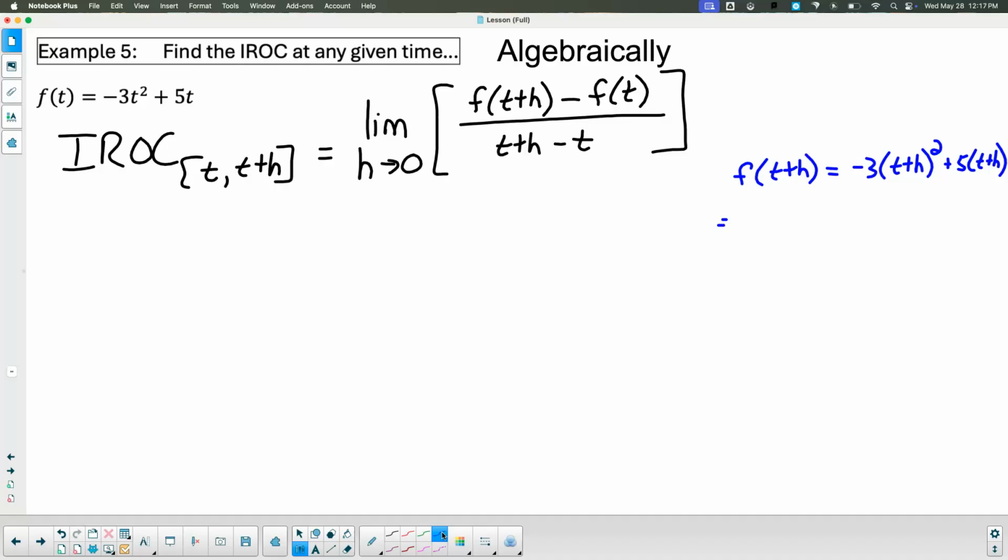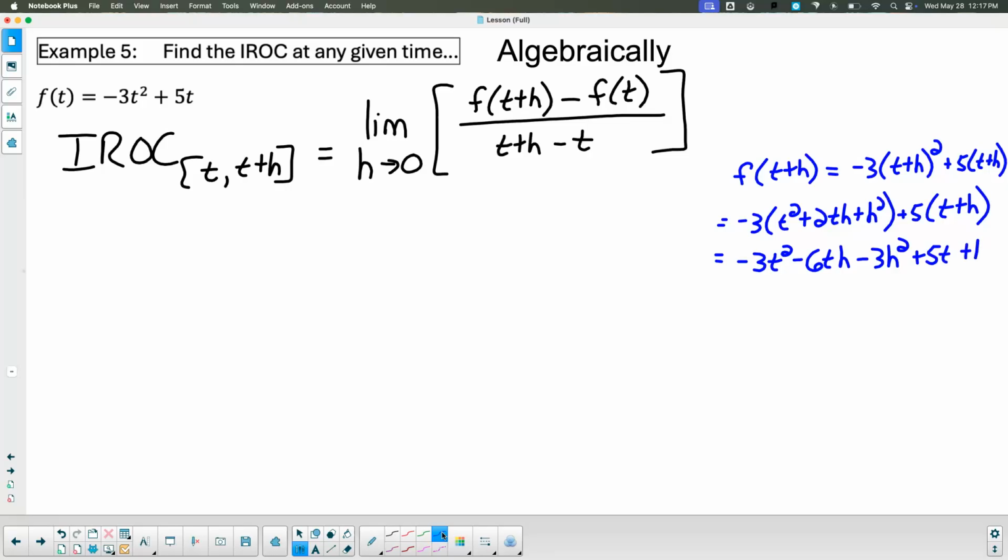So then that's going to be t squared plus 2th plus h squared. So that's going to be negative 3t squared minus 6th minus 3h squared plus 5t. Oops, I almost put plus h. It's plus 5h. Agree with that math? Okay. So that, ladies and gentlemen, is just that one right there.